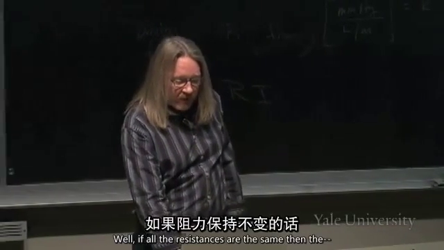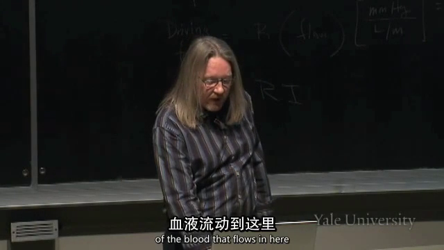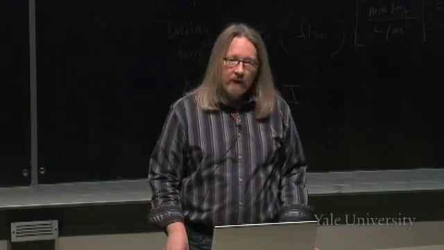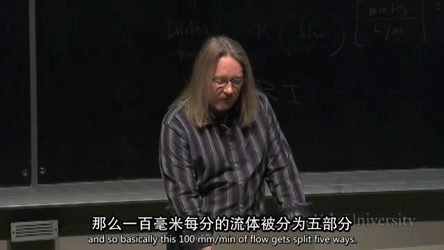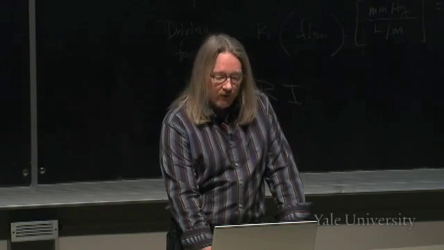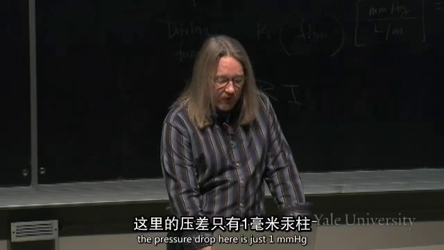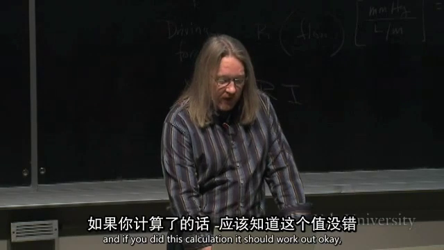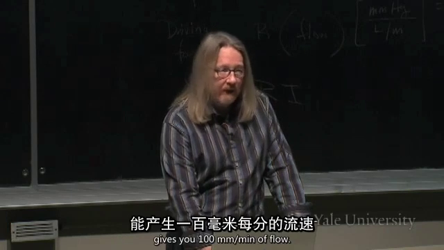Well, if all the resistances are the same, then of the blood that flows in here, it's going to flow equally through each one of these tubes, and so basically this 100 milliliters per minute of flow gets split 5 ways. Right? You could do this calculation yourself. The pressure drop here is just 1 millimeter of mercury, and if you did this calculation, it should work out okay. The total resistance of this circuit with 1 millimeter of mercury gives you 100 milliliters per minute of flow.